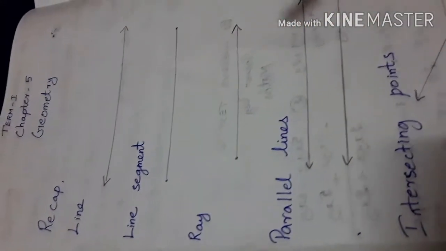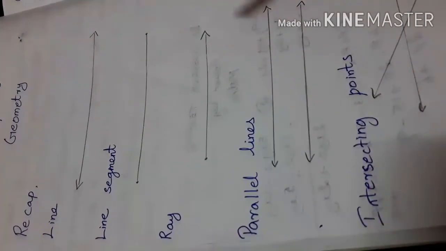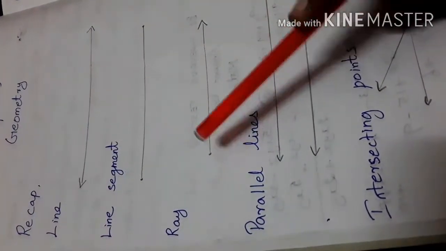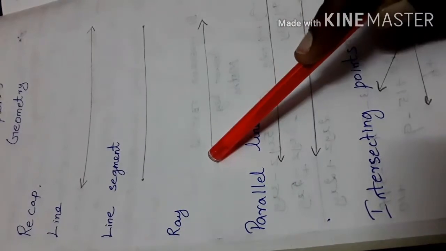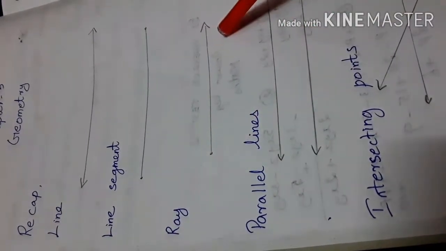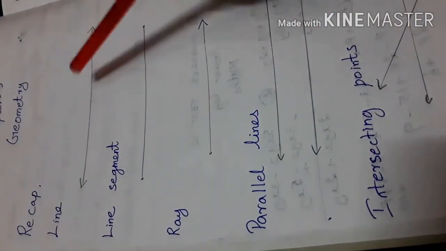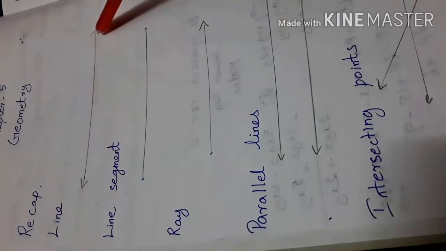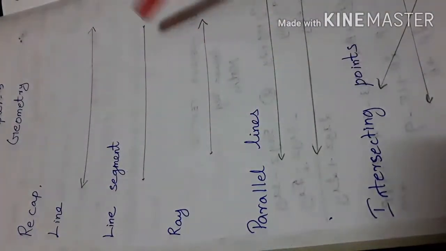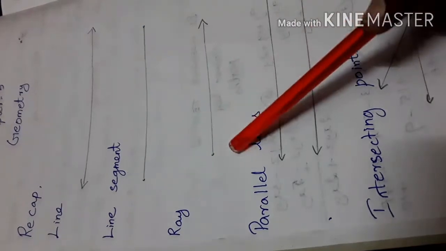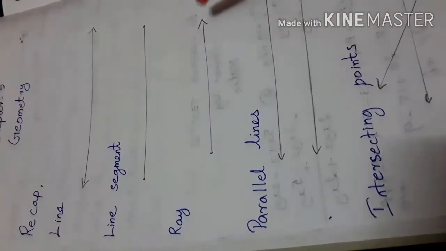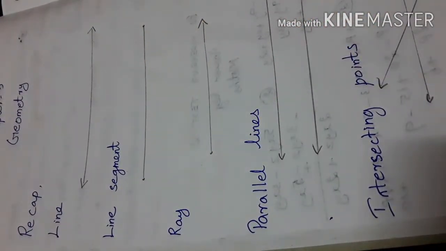Next we are going to see the ray. So what is a ray? A ray has a starting point and one end point. We have one point, and the other side has no end. The line has no end in both directions. A line segment has end points. The ray has a starting point but we don't have an ending point.